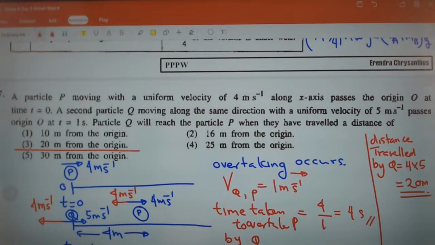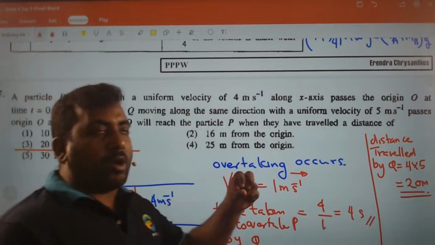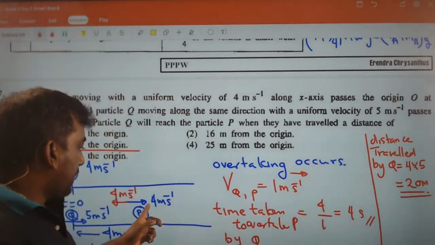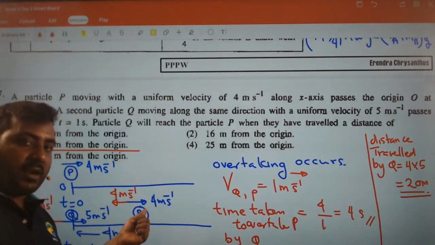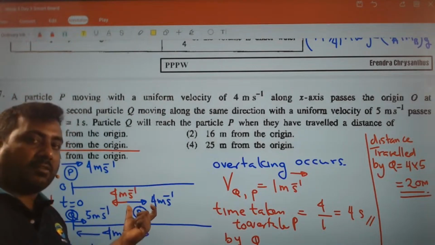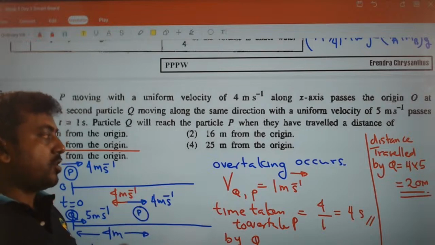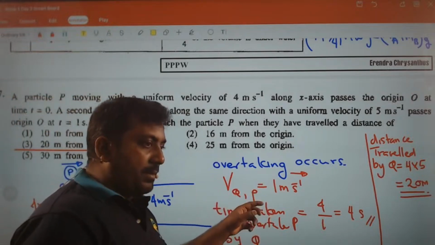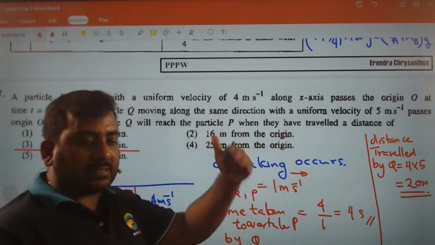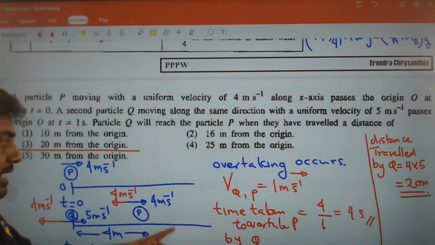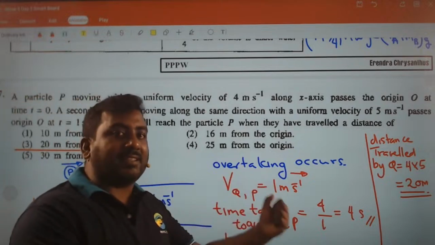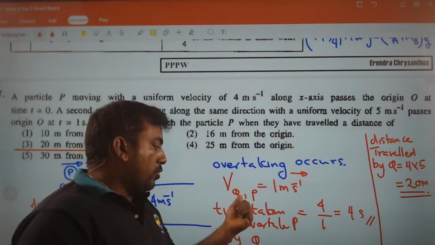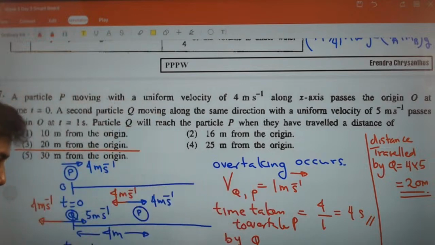Using relative motion, you can easily find this. Remember, whenever you are talking about an overtaking problem, the back one has to overtake the front one. Mathematically stop the front one. How do you stop the front one? Velocity of Q with respect to P. With respect to P means P is mathematically at rest, just as when we say Q with respect to Earth, we assume the Earth is at rest.